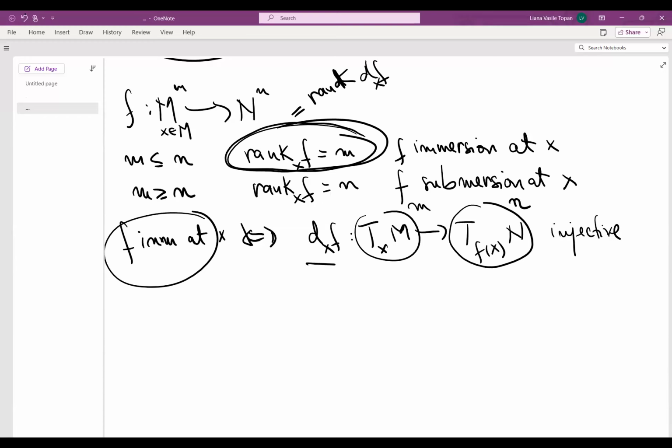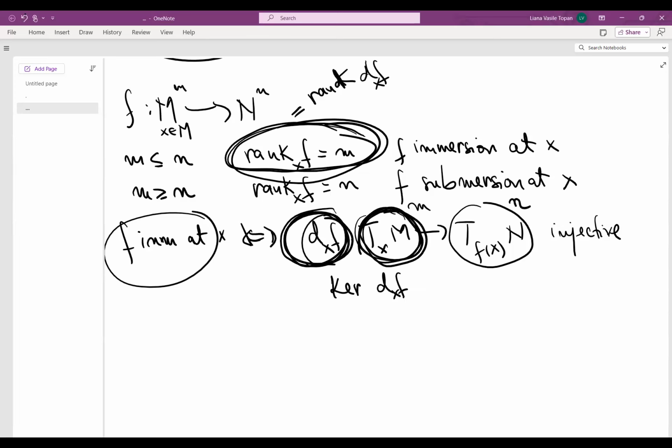This map is a linear map between vector spaces. You know that the sum of the rank and the nullity is the dimension of the space. So if the rank is m, then the nullity of this map will be 0. The nullity is the dimension of the kernel. So the dimension of the kernel of this map is 0, but the kernel is a subspace of the tangent space at x to M. What is the subspace of dimension 0? This means that the kernel of the differential at x only contains the vector 0, but this means precisely that the differential is injective.